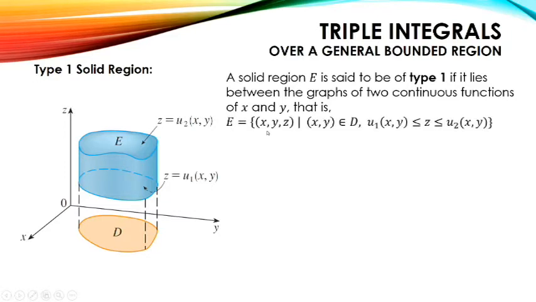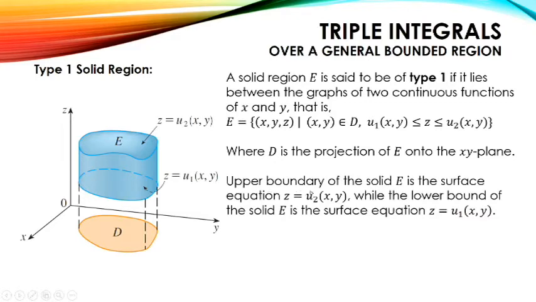That is, E is the ordered triple (x, y, z) where x and y are elements of the region D, which is the projection of the solid region onto the xy plane, and z is between two functions of x and y, u sub 1 of (x, y) and u sub 2 of (x, y). So the upper boundary of the solid E is the surface equation z equals u sub 2 of (x, y), while the lower boundary of the solid E is the surface equation z equals u sub 1 of (x, y).